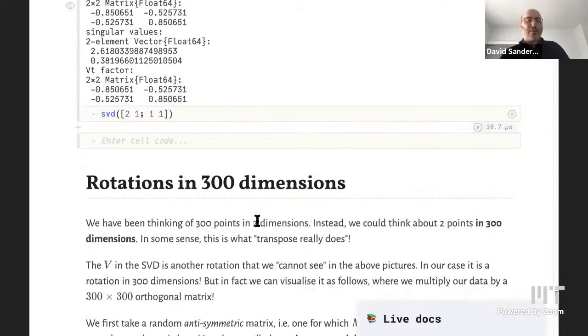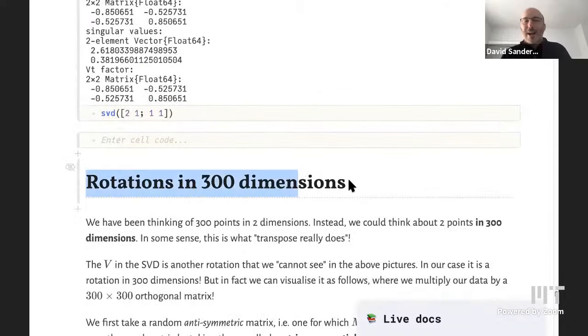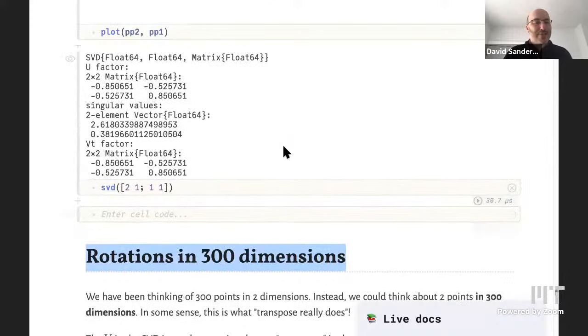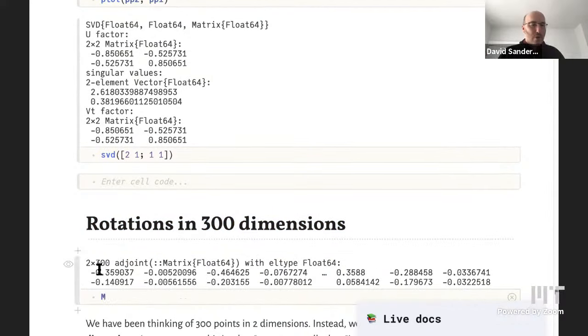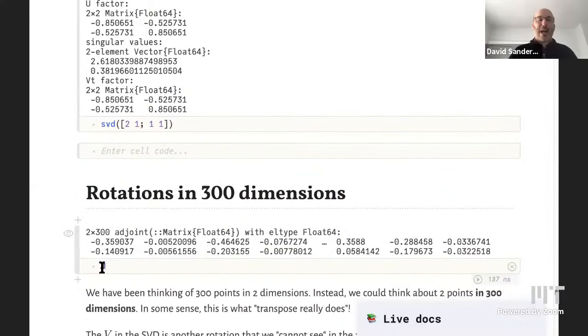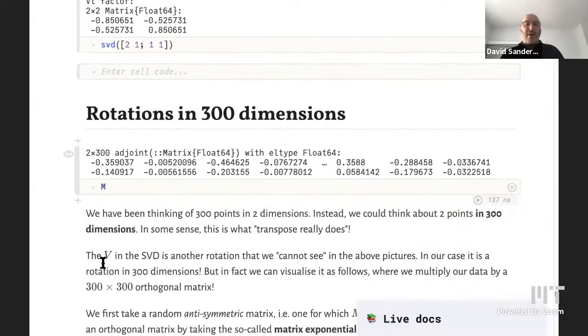So just to finish off the class, this SVD applies to any matrix, and we have a matrix that is actually 2 times 300. That's the size of this image matrix. If I just look at the matrix, it's 2 rows and 300 columns, and so we can take the SVD of that matrix. And so what is that doing? It's sort of telling us how to think of that matrix. What is the effect of that matrix?